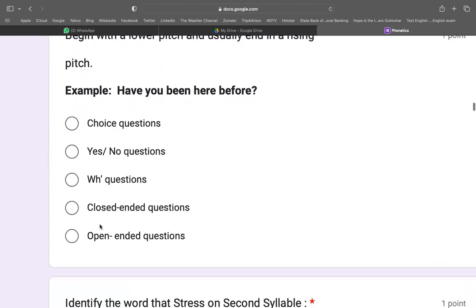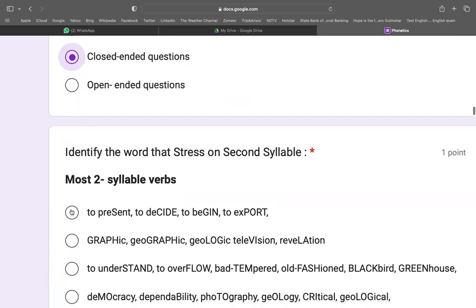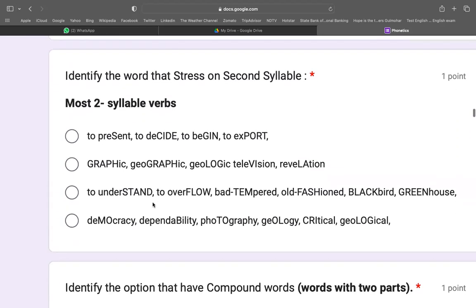Example, have you been here before? So if I talk about this one, here also if you observe, this is a have-you-been-here-before question. It's called a close-ended question.